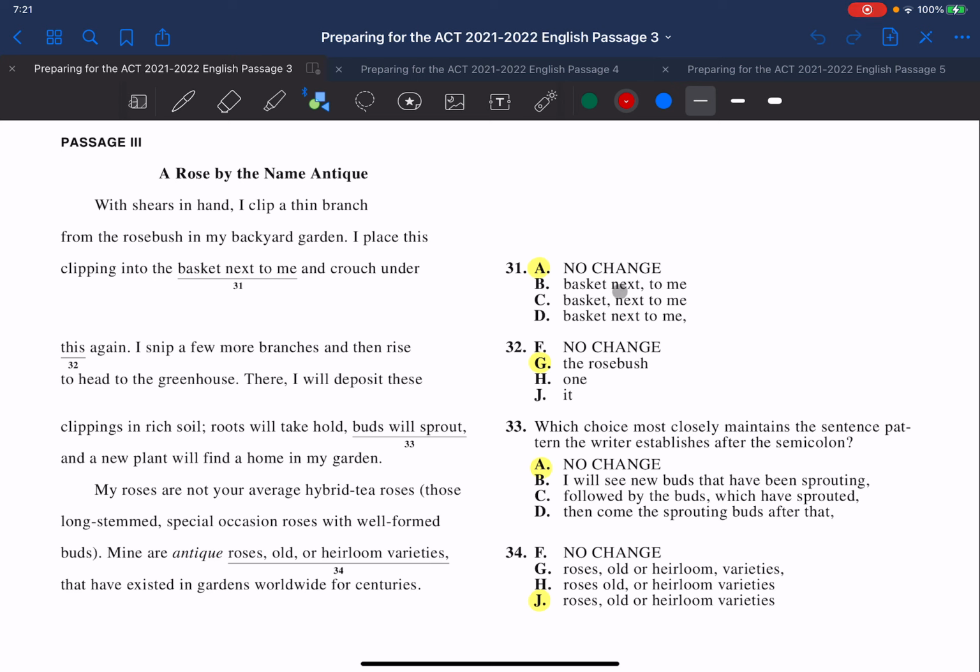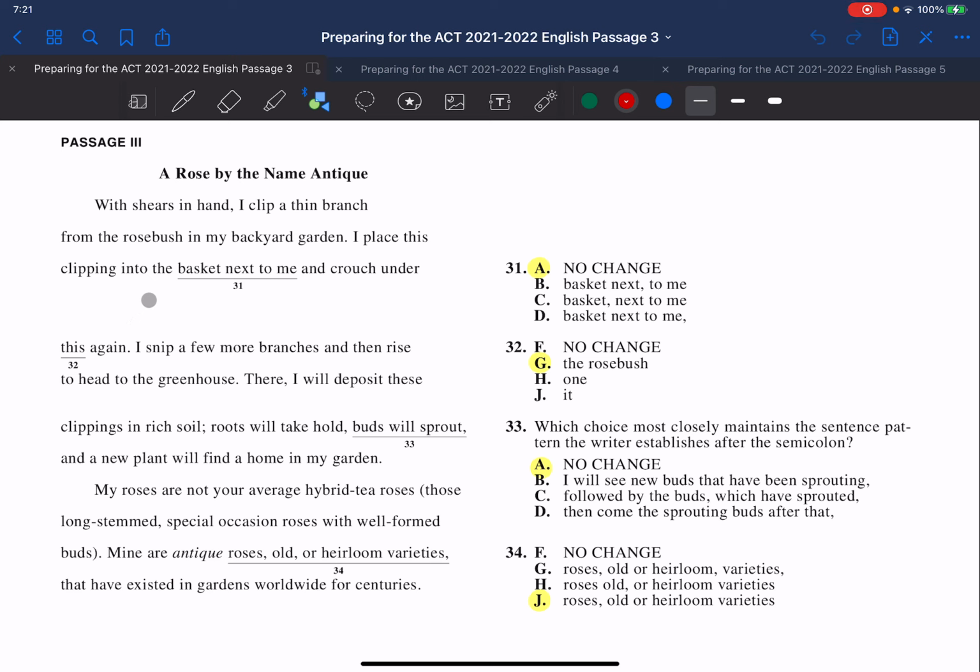So this passage is called "A Rose by the Name Antique." So it's probably something dealing with flowers or possibly something with antiques, or maybe both. We'll see. So with shears in my hand, I clip a thin branch from the rose bush in my backyard garden. I place this clipping into the basket next to me and crouch under this again.